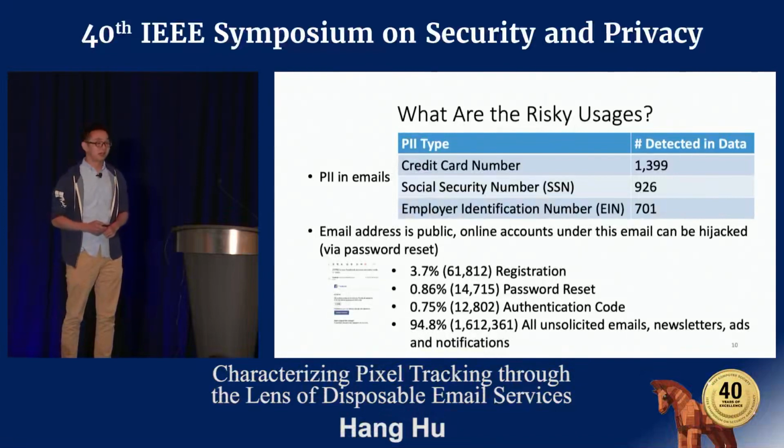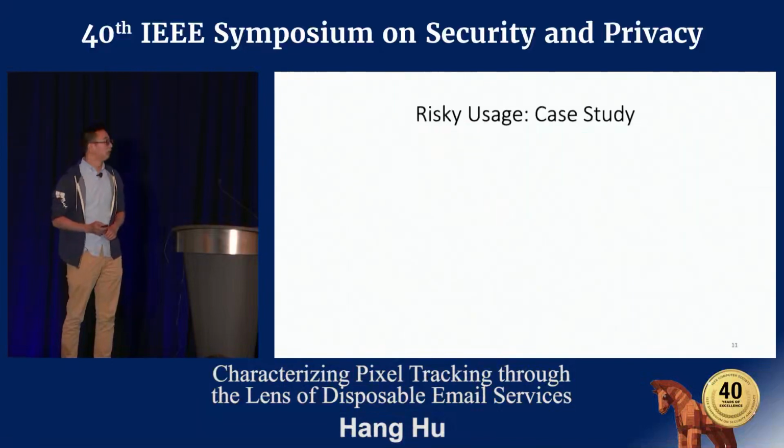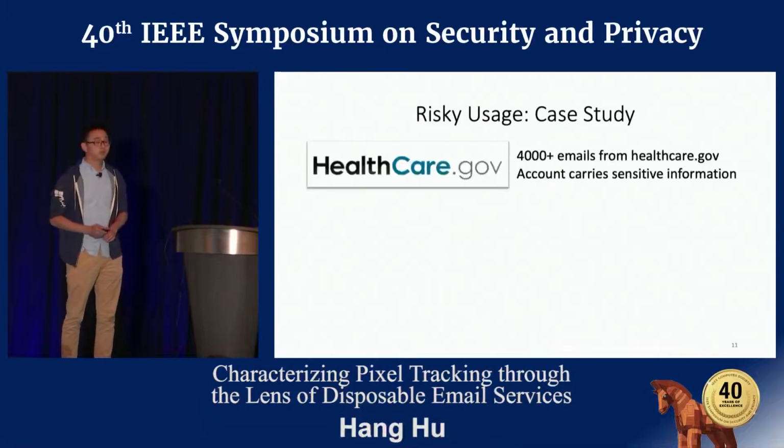Their percentage is not high, but there are a large number of them. In total, 86,000 emails related to accounts exist in our data set. Here are some examples of the risky usages. There are more than 4,000 emails from healthcare.gov. Some users use those inboxes to register accounts there, and those accounts carry sensitive information.